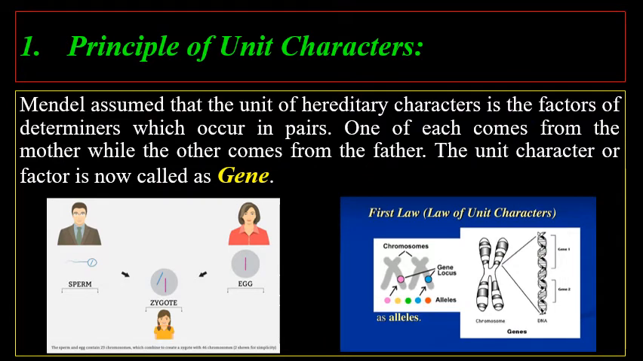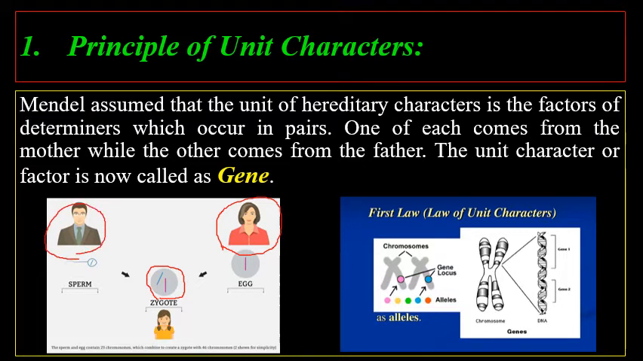Mendelian laws of heredity are principles of inheritance in which the first principle, or first law, is the law of unit characters. Mendel assumed that the unit of hereditary characters is the factors or determiners which occur in pairs, and one of each comes from the mother while the other comes from the father.